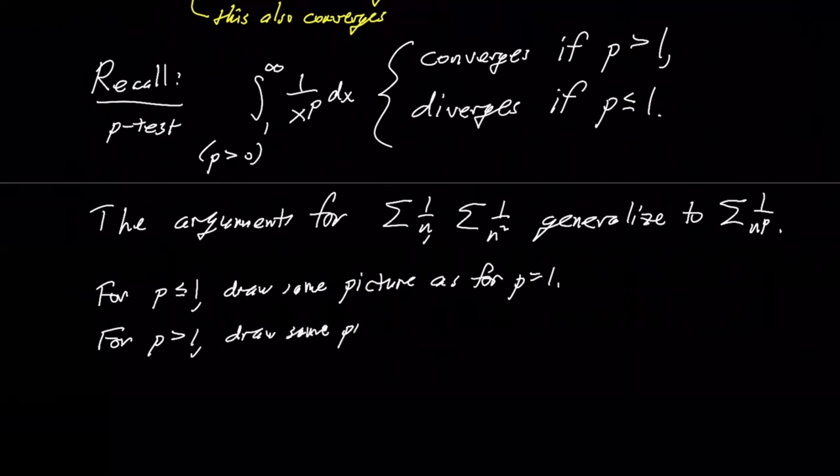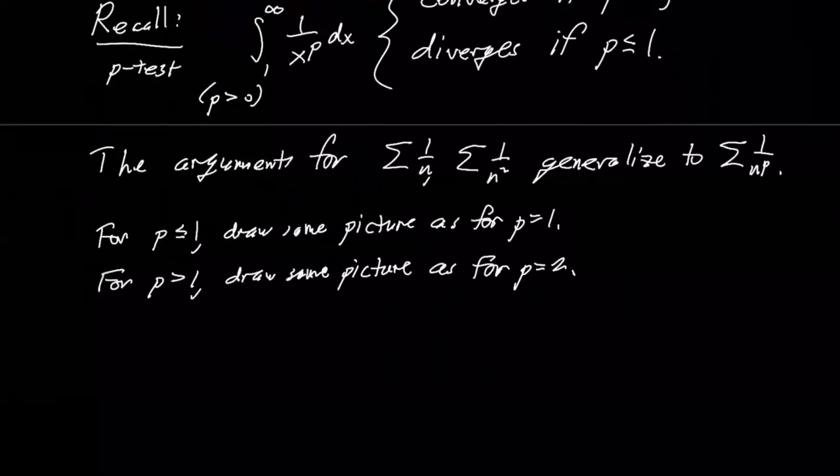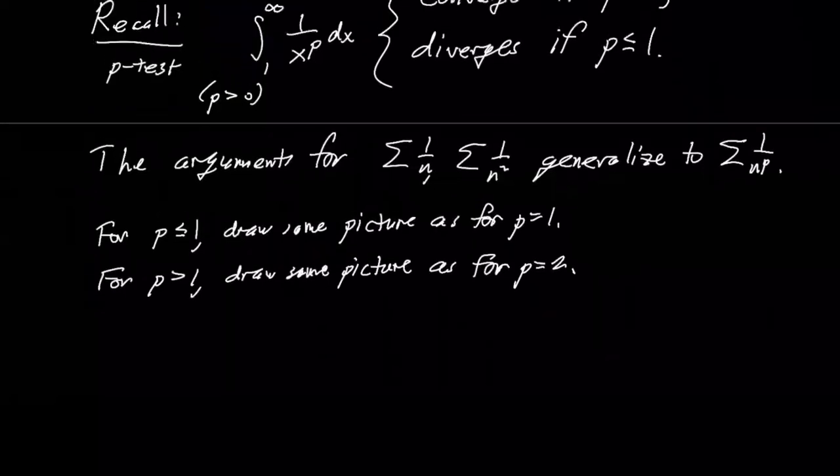And you have to do that one little extra piece of the argument where you start at n equals 2 instead, but that doesn't affect the convergence, starting at n equals 1 or n equals 2. And so this gives us a p-test for series, just like we had a p-test for integrals.